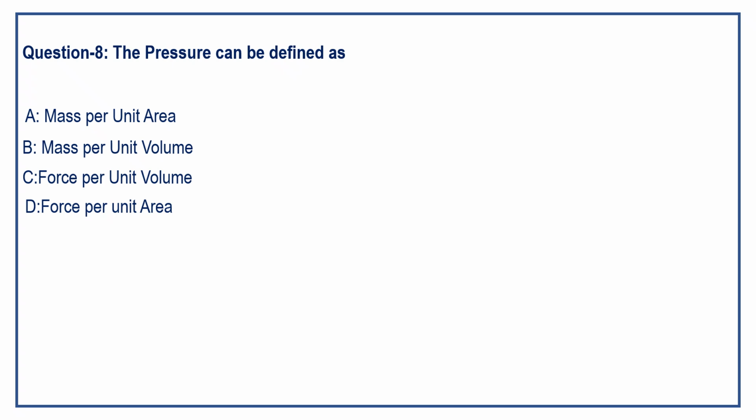Question is, the pressure can be defined as, let's see the options. Option A, mass per unit area. Option B, mass per unit volume. Option C, force per unit volume. Or option D, force per unit area.